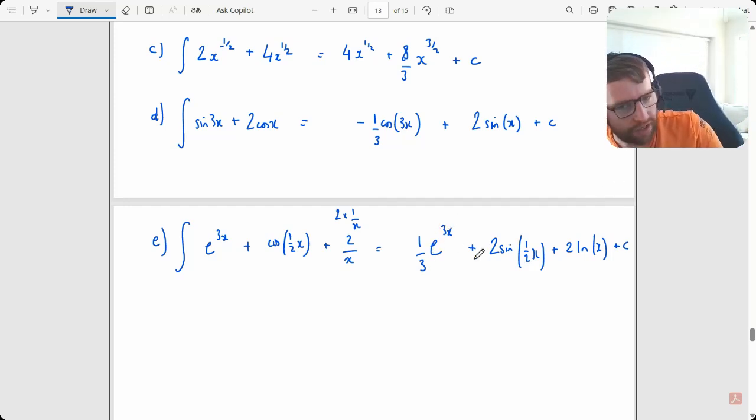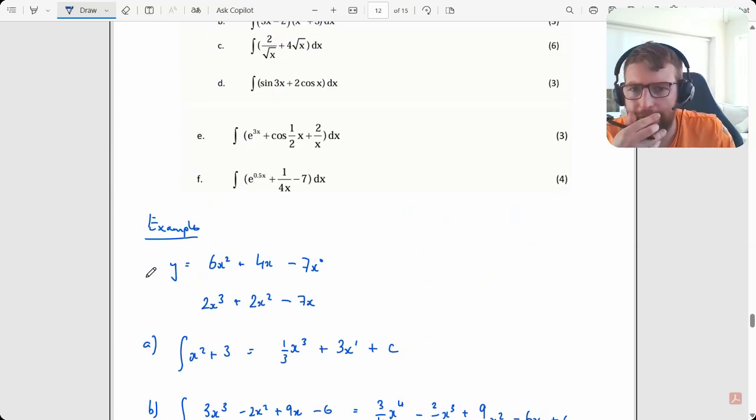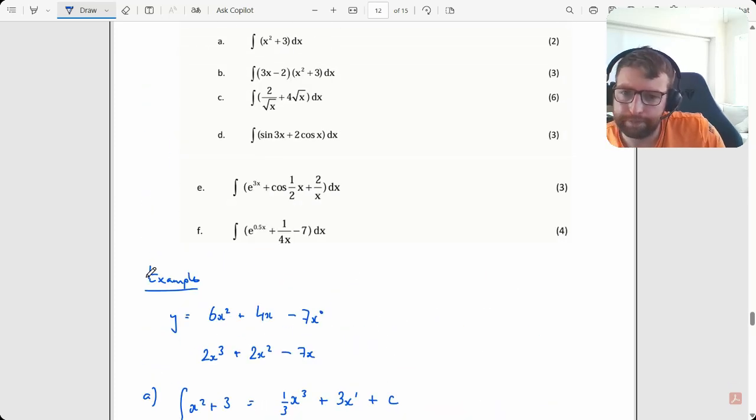So there's effectively e to the x, there's ln x, and there's the trig. All have different ways of differentiating, and you just need to understand and get comfortable with those, and memorize them, I suppose. Right, last one, I'm calling it a day.